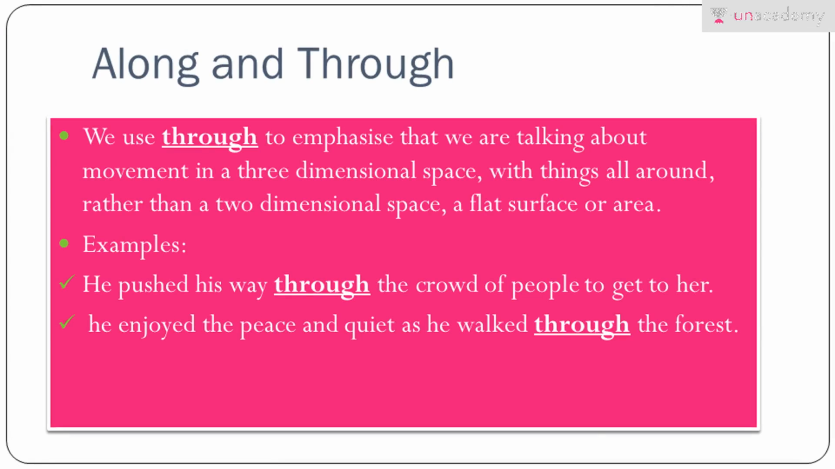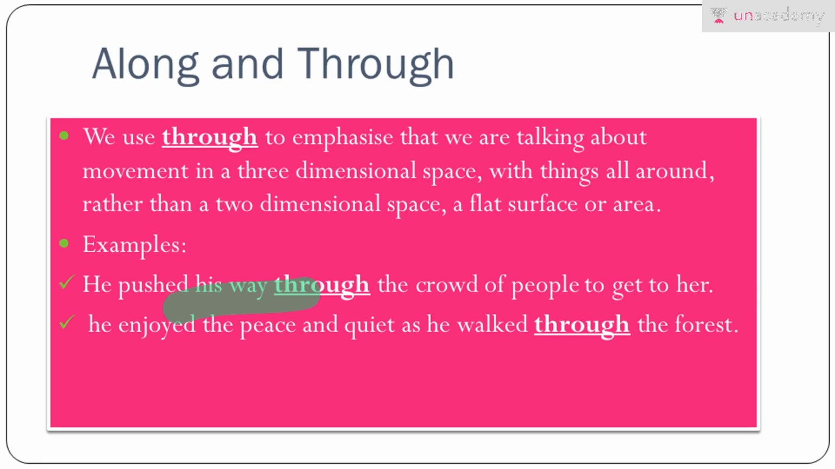So let's move on. Let's now examine the use of this word through. We use through to emphasize that we are talking about movement in 3-dimensional space with things all around, rather than a 2-dimensional space, a flat surface or area. In contrast, we used along in the case of a road, which was a flat surface, or a bridge. Here we use through when we have to talk about a 3-dimensional space and the movement is going to be a 3-dimensional movement. So let's see examples.